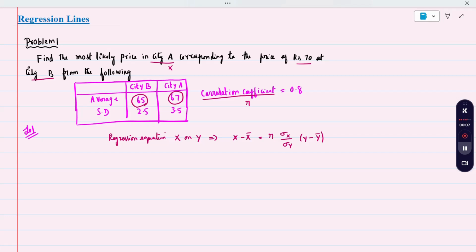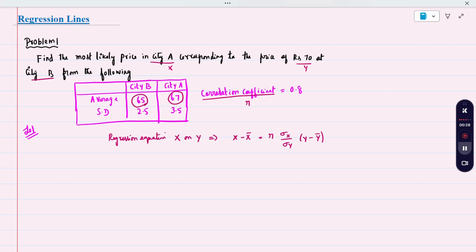Hi all, today's topic is regression line. Find the most likely price in city A. We have to find the most likely price in city A, X, corresponding to the price 70 at city B. So Y, this is city B. Y is 70, and we are asked what is my X.